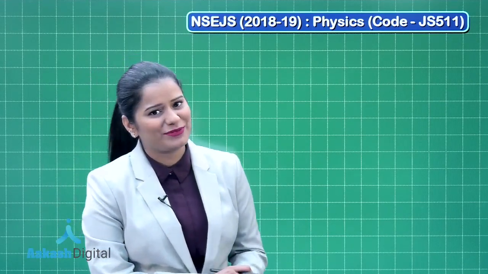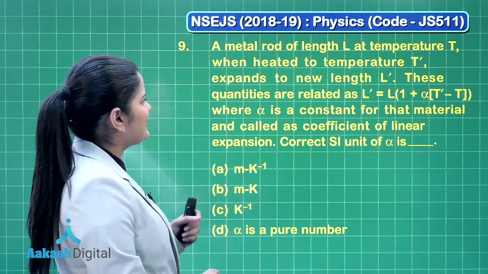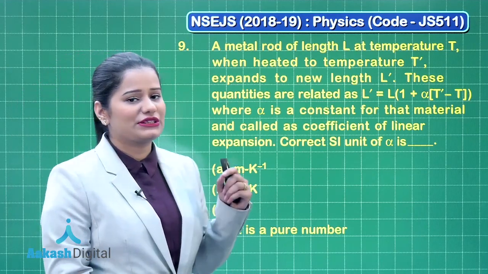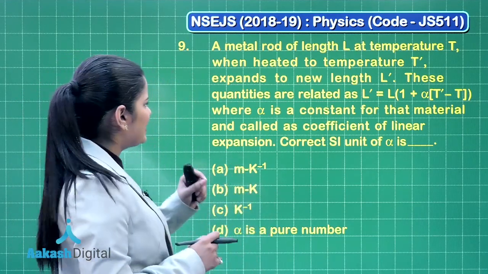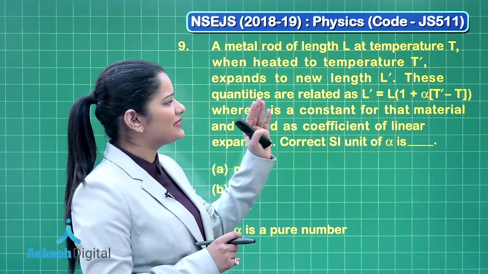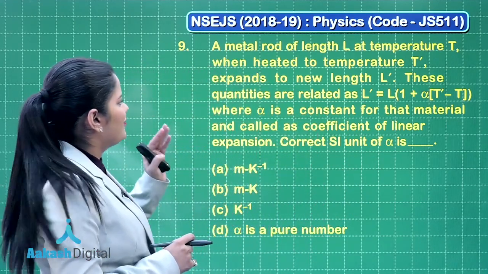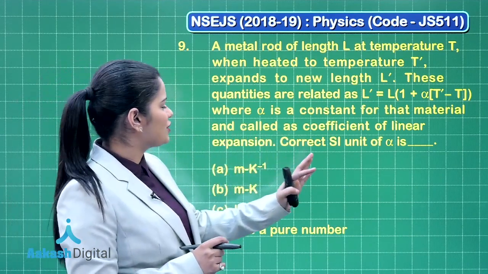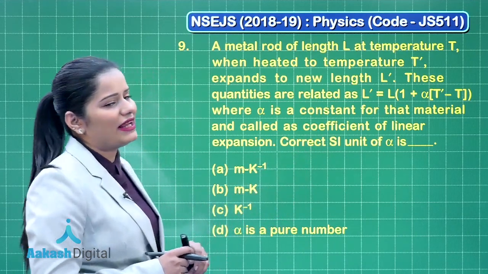So it's the turn to take up the solution for the next question. This is question number 9. A metal rod of length L at temperature T, when heated to temperature T dash, expands to new length L dash. These quantities are related as L dash is equal to L in the bracket 1 plus alpha in the bracket T dash minus T, where alpha is the constant for that material and is called the coefficient of linear expansion. We need to find out the correct SI unit of alpha.